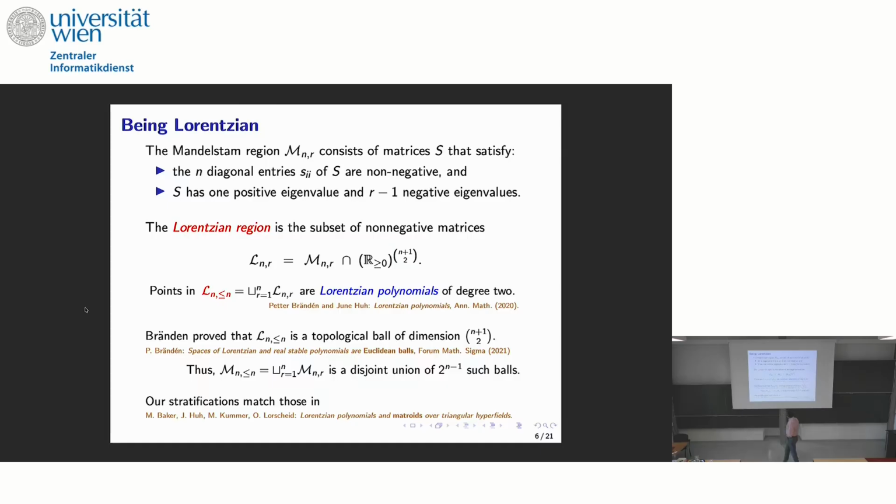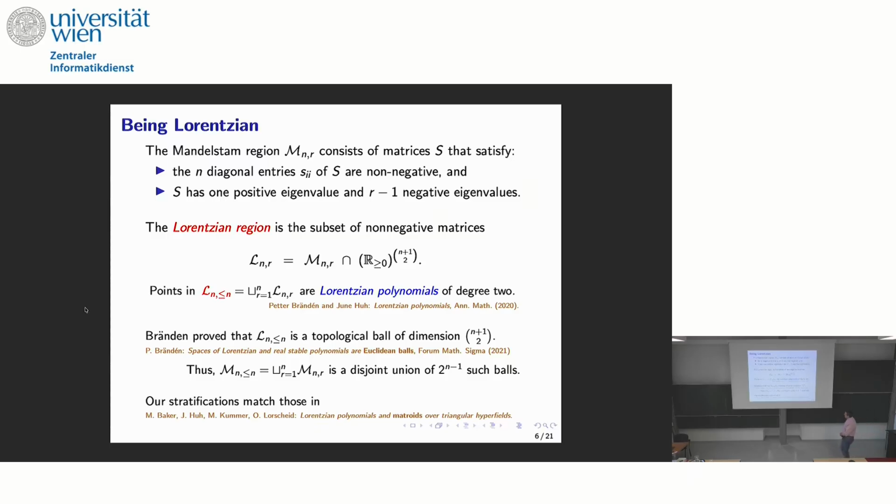Now, this was studied by June Huh and collaborators, for example, Petter Brändén. And Brändén has a nice statement about this space. He proved that this is a topological ball of the full dimension, n plus 1 choose 2. So this is a little bit the analog to the positive Grassmannian. Furthermore, if we stratify according to rank, then it's a disjoint union of different balls, namely 2 to the n minus 1 such balls.